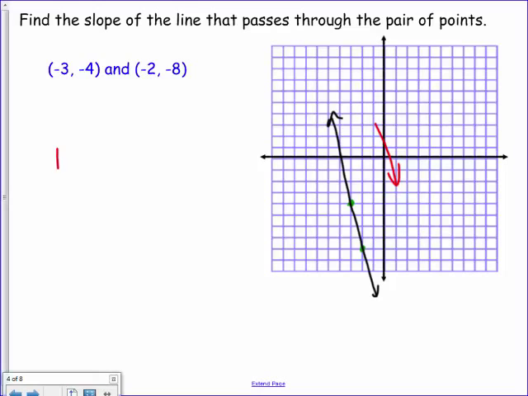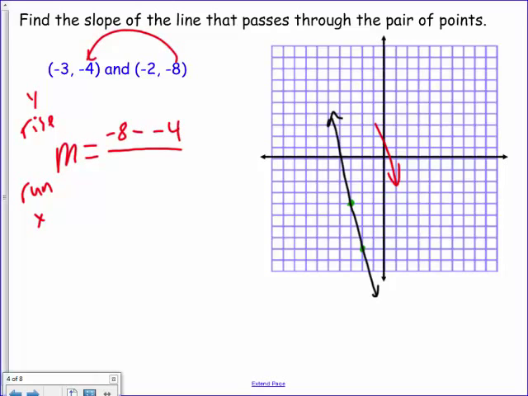All right, so to find the slope, subtract your y's on top because that's your rise, right? The rise is on top, the run is on bottom. So always remember, y's on top, x is on bottom. So y's on top, negative 8 minus negative 4. Just be careful with those negative signs. And x is on bottom, negative 2 minus negative 3.